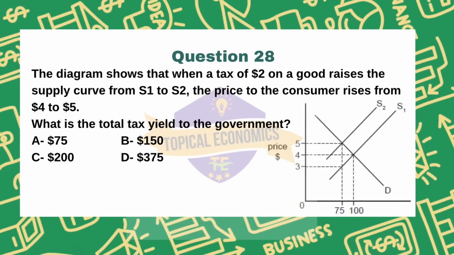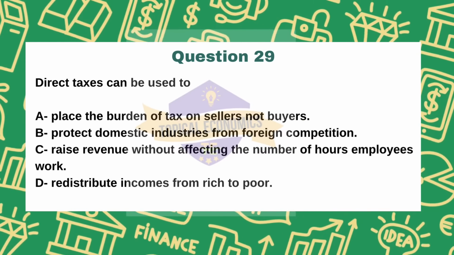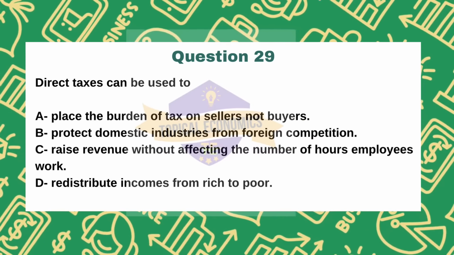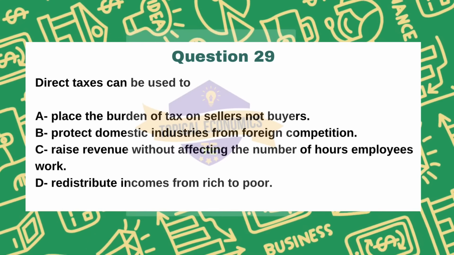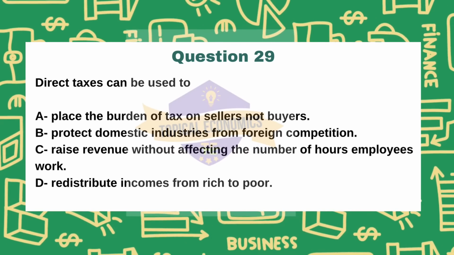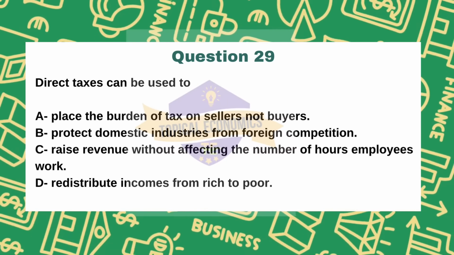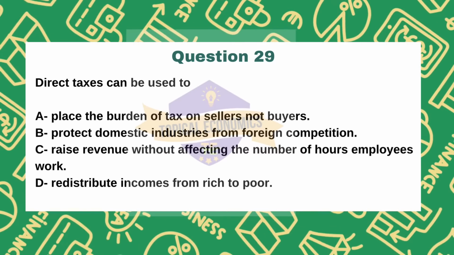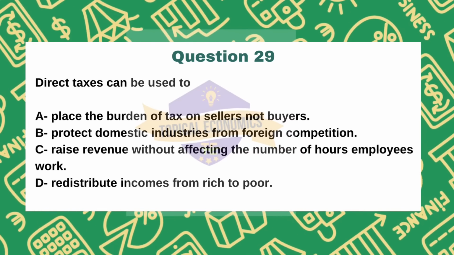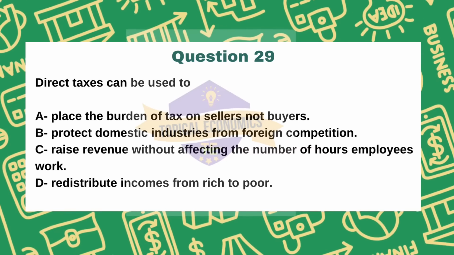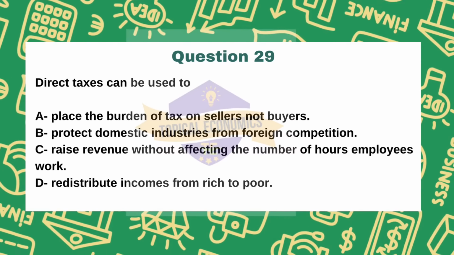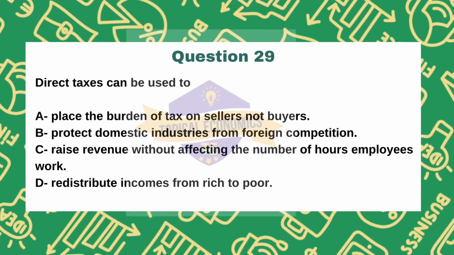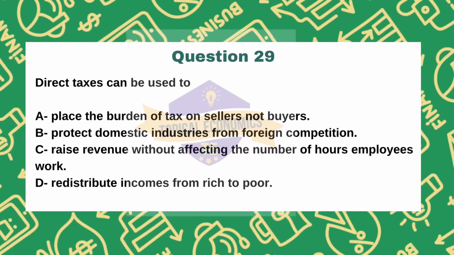Moving to question 29. Direct taxes can be used to A. Place the burden of tax on sellers, not buyers. B. Protect domestic industries from foreign competition. C. Raise revenue without affecting the number of hours employees work. D. Redistribute incomes from rich to poor. The correct answer for this question is option D. Redistribute incomes from rich to poor.